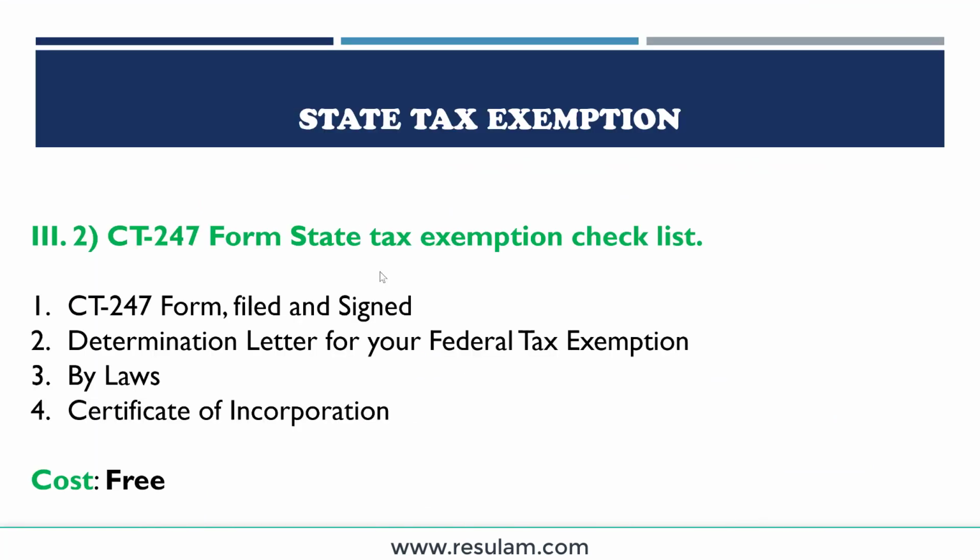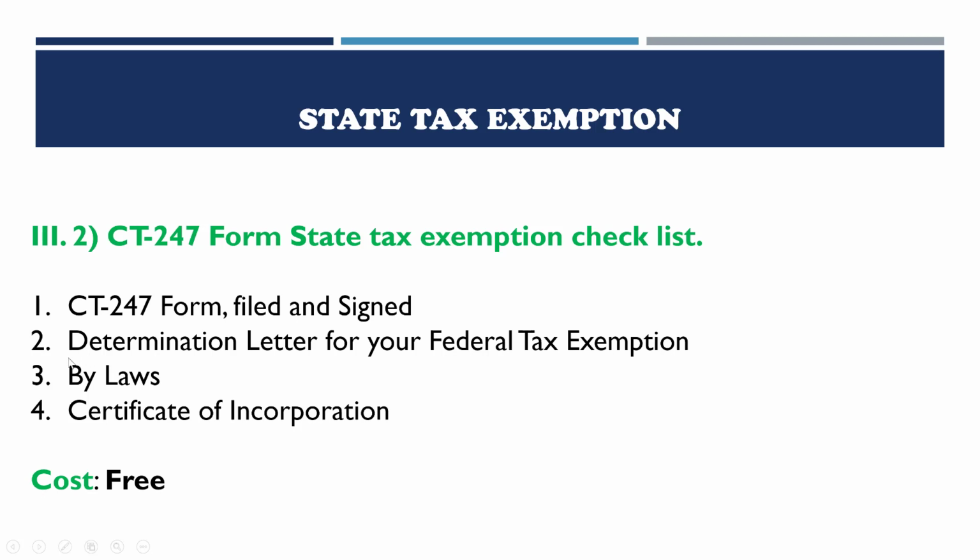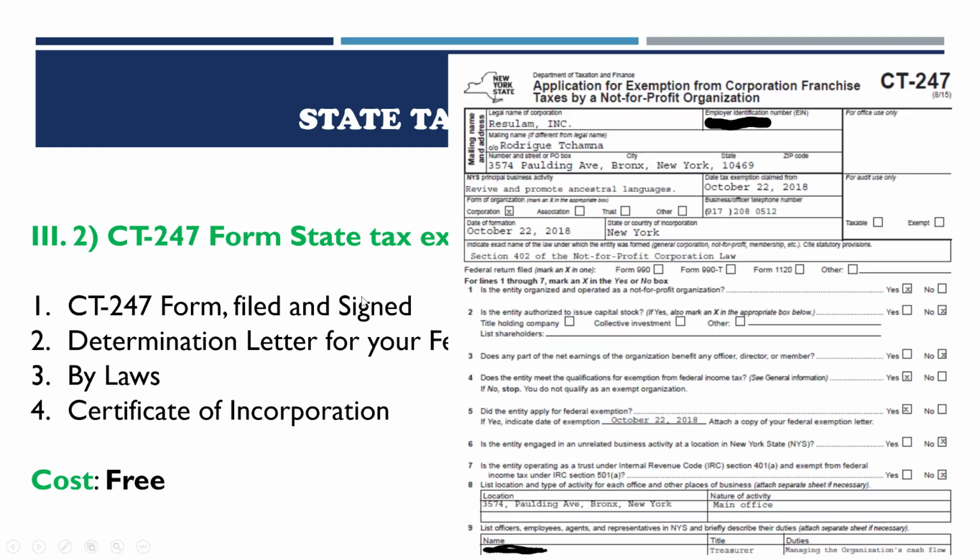Before submitting your state tax exemption, please verify this checklist. What you should submit for your state tax exemption is the CT-247 form, filled and signed, the determination letter for your federal tax exemption, your bylaws, and your certificate of incorporation. The cost of this process is free.